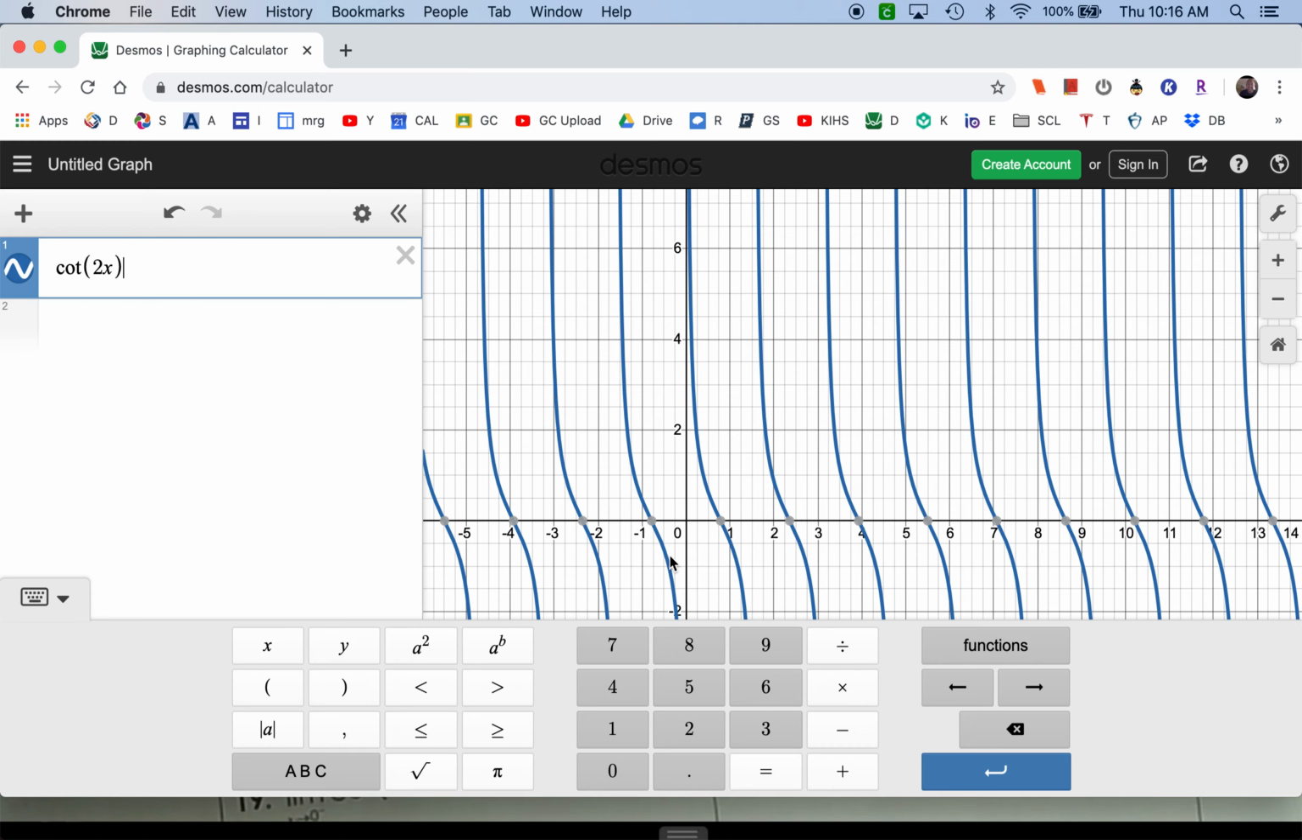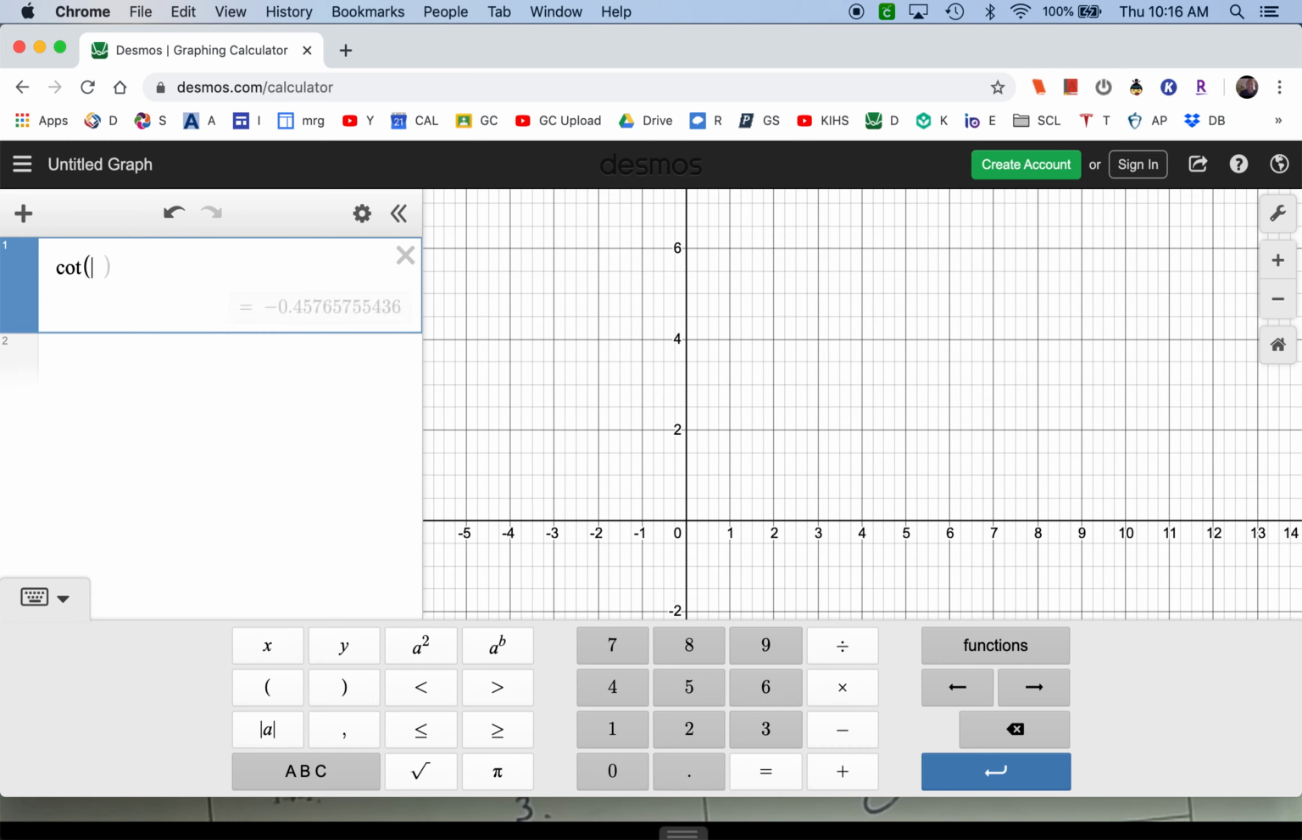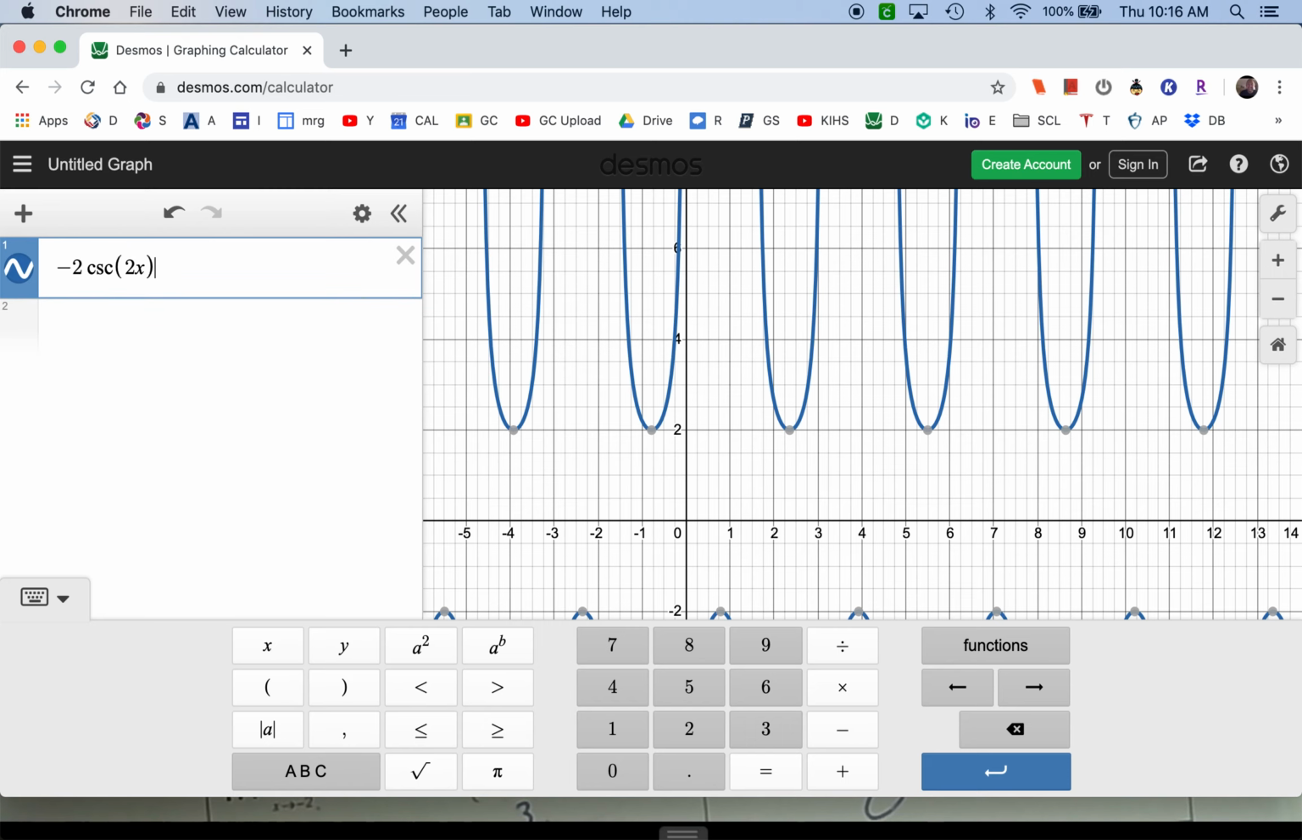The next one is -2 cosecant, so -2 cosecant 2x. And I'm looking at when x is approaching pi. So I'm going to change the scale.